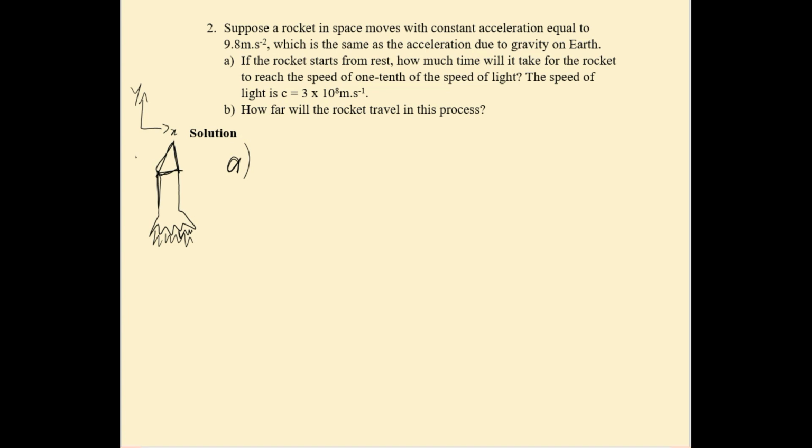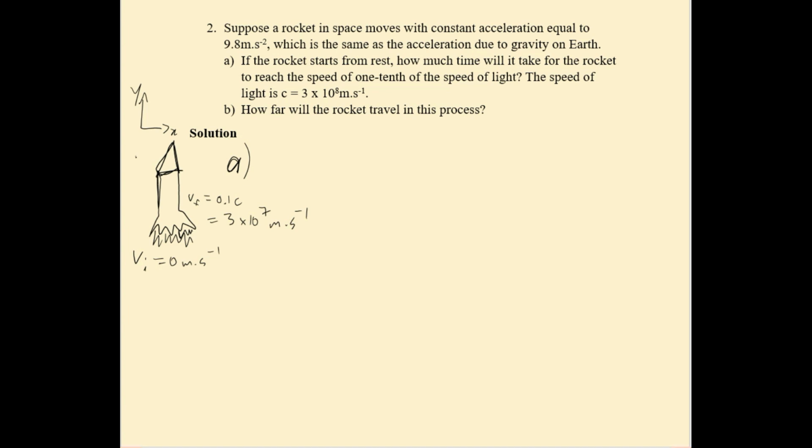So this thing starts from rest, so its initial velocity is 0, and the final velocity is 1/10 of the speed of light. So the final velocity is 0.1 times c, which is 0.1 times 3 times 10 to the power 8, which is just 3 times 10 to the power 7. So we know what the final velocity of this rocket is going to be, and we know the initial velocity.